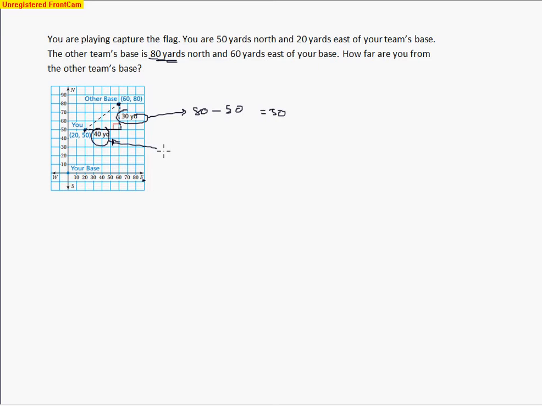And so what they did is they took the 60 yards east, that's what their base was, and they ended up subtracting the 20 yards, and that's how they're getting 40. And then they go ahead and set up the Pythagorean theorem. So the two sides connected by the right angle symbol are your a and b terms. So 30 squared plus 40 squared equals c squared. And so we go ahead and set that equal to c squared since we're looking for that.